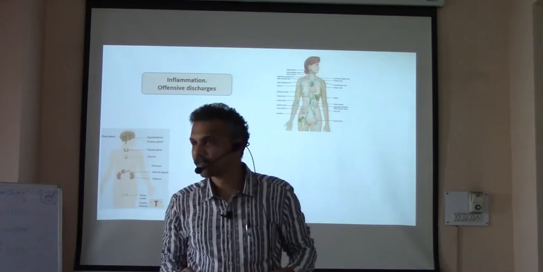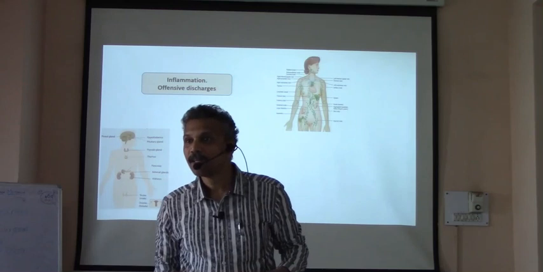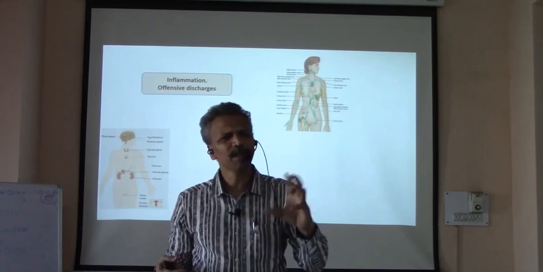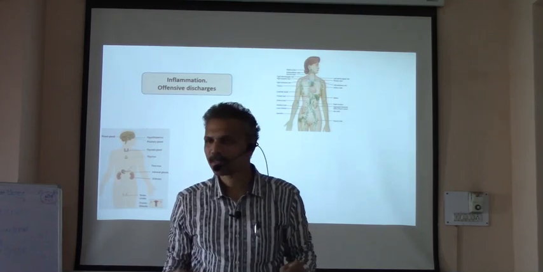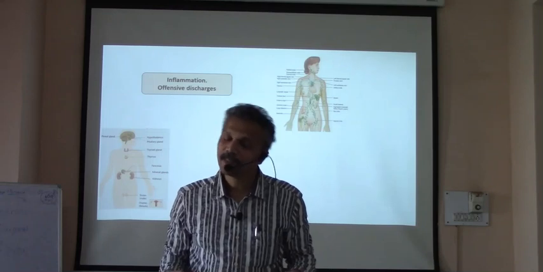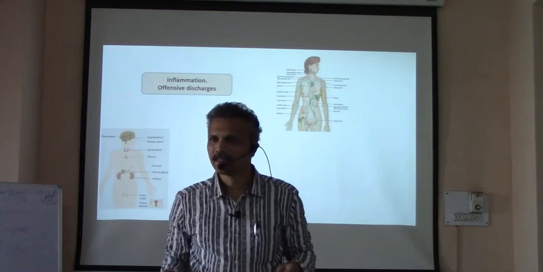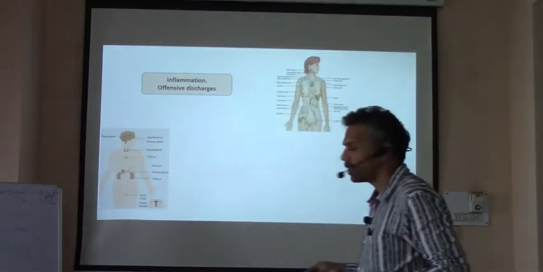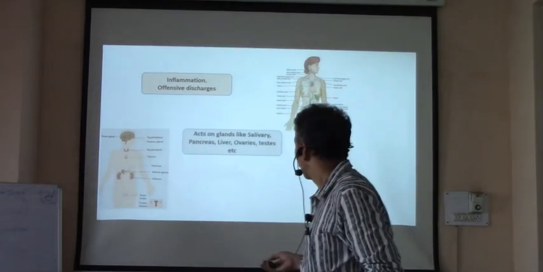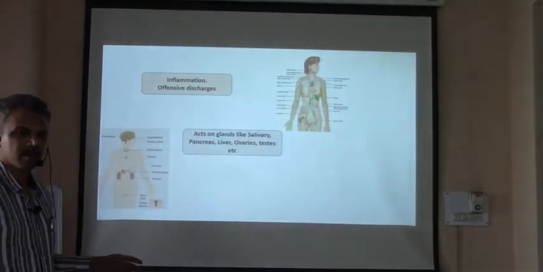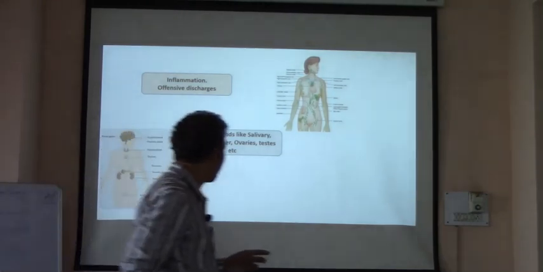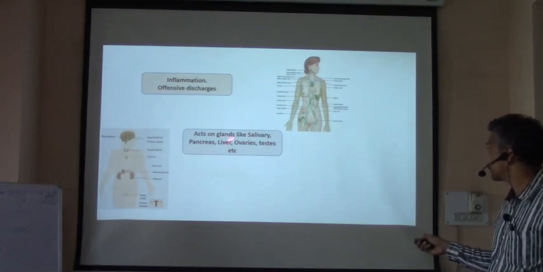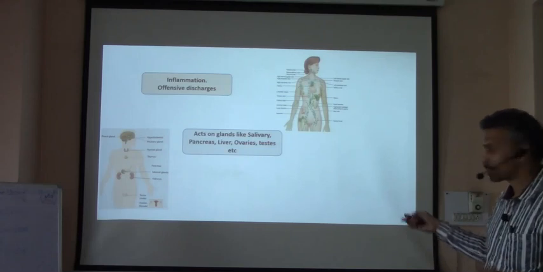Any other gland that you can think of? Okay, reproductive, good, ovaries, testes, agreed. Something more interesting in the Merc group. Yes, all those mesenteric glands, agreed. One important gland you are missing. So the answer is pancreas. Pancreas, okay. So what you see is, a remedy or a group, the Merc group, this is what all of you have contributed: salivary, pancreas, liver, ovaries, testes, etc.